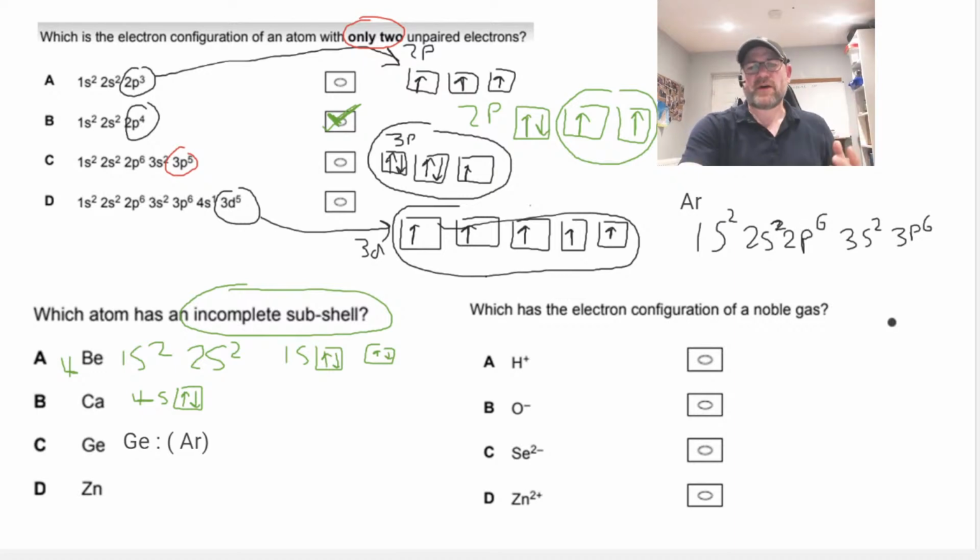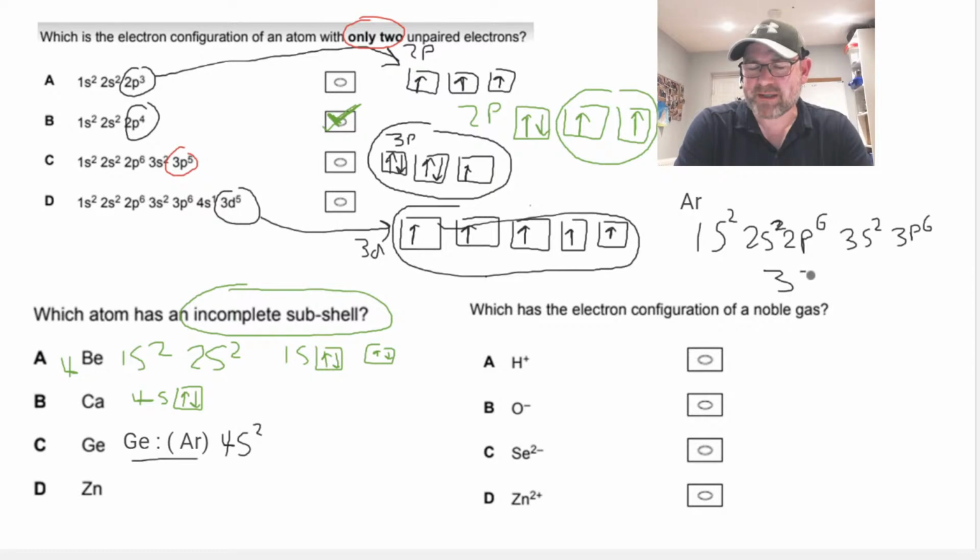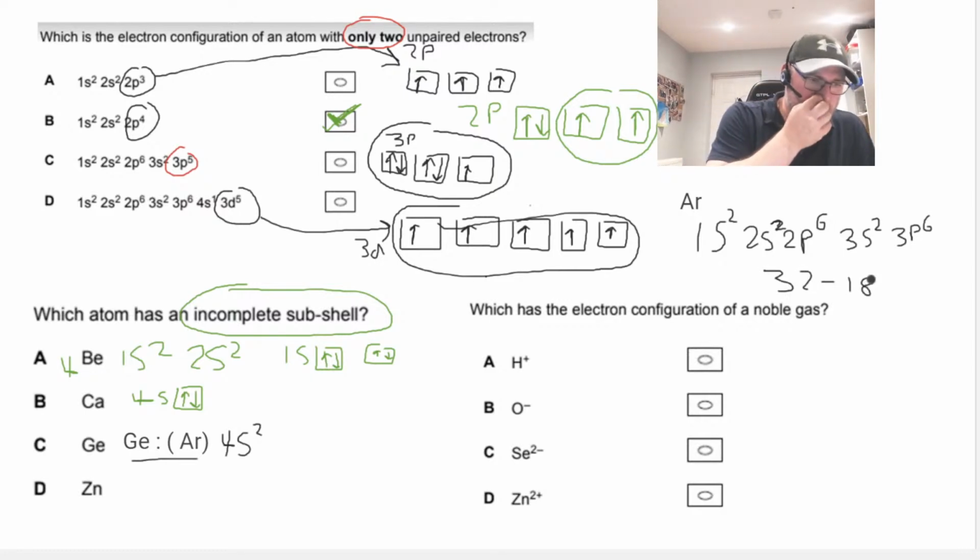That's the first 18. So I don't have to write that out if I do the shorthand method like this. But then I have to go 4s2. What's 32? Now this is sounding complicated, this one. 32 minus 18.